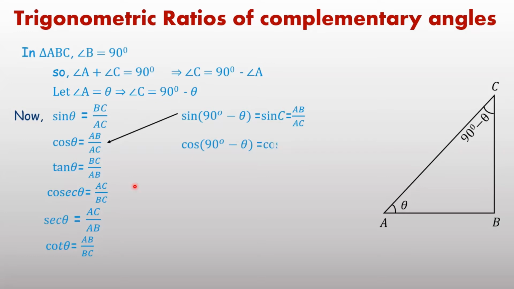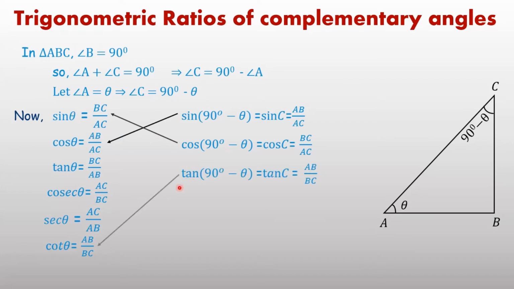Now next, cos 90 minus theta. Cos 90 minus theta is base upon hypotenuse. So cos 90 minus theta equals cos C, and for cos C, base is BC upon AC. And BC upon AC in the first column is written as the value of sin theta. It implies cos 90 minus theta equals sin theta.